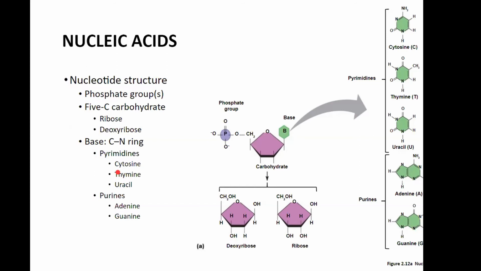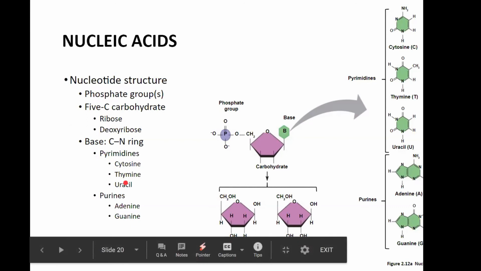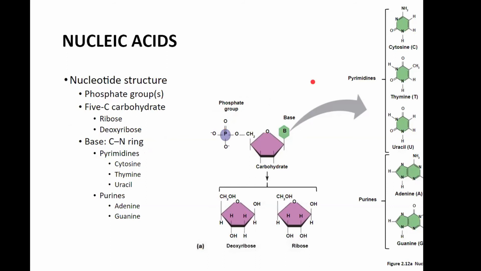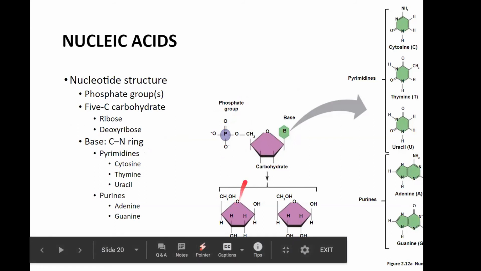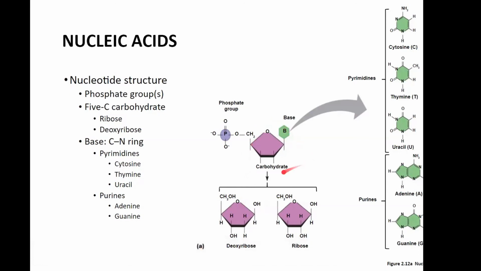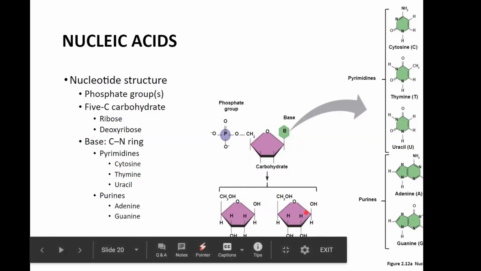So aside from the fact that DNA has thymine and RNA has uracil, one of the other important differences between DNA and RNA when we're talking about their nucleotides rather than their bigger structure is what that 5-carbon sugar, that 5-carbon carbohydrate ring looks like. So in DNA, which is deoxyribonucleic acid, we have deoxyribose. And in RNA, we have just plain old ribose. So RNA stands for ribonucleic acid.